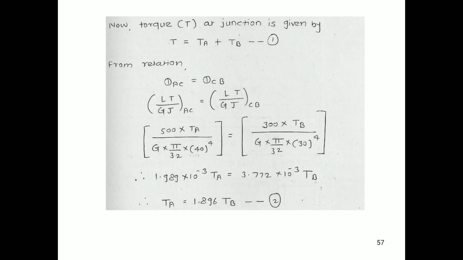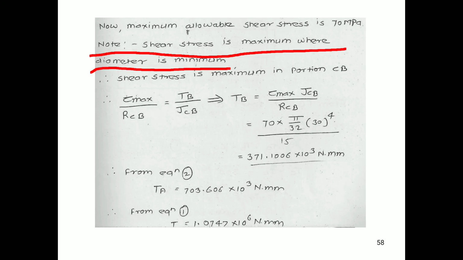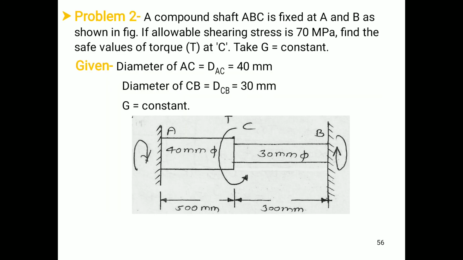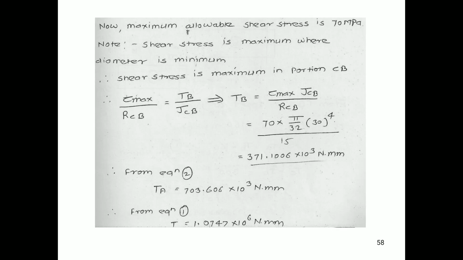We have two shafts, AC and BC. But which shaft, which diameter, do we have to consider for the maximum allowable shear stress? As per the note given, shear stress is maximum where diameter is minimum. The diameter is minimum for the shaft CB, it is 30 mm. So the shear stress will be maximum in CB only. So for that purpose we will solve our numerical. Shear stress is maximum in portion CB.